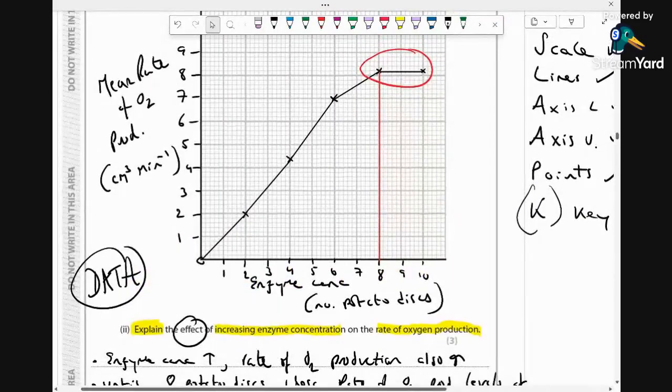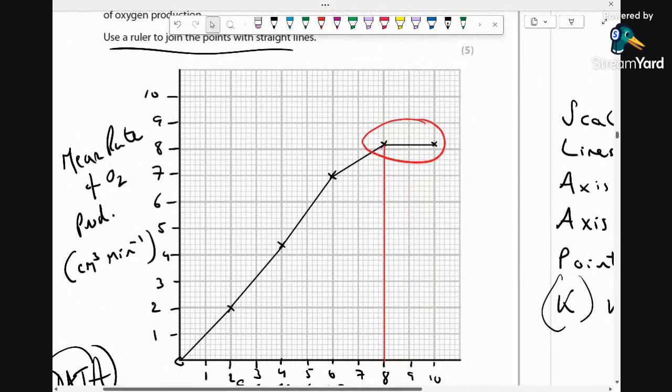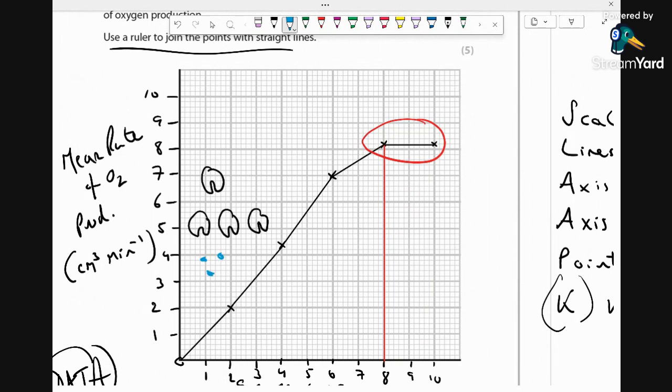It levels off because if you imagine here, right, imagine you've got your enzymes like this, and you've got your substrate, right? You've got 1, 2, 3, 4, 5, 6, like that. All of these can be acted upon by the enzyme, right? So all of these active sites can be bound by substrate, okay? And you have some substrate left over. So therefore, these enzymes are working at maximum rate.